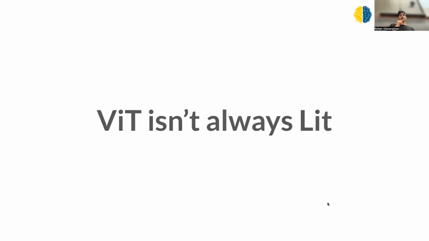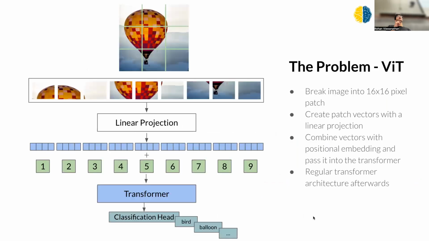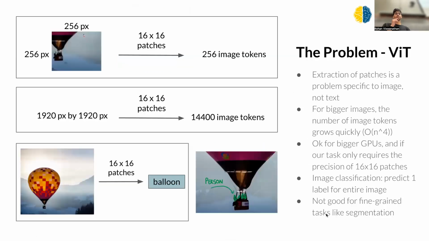ViT is not always lit. The problem, and we mentioned this earlier, is that by breaking an image into 16 by 16 patches, then creating patch vectors with a linear projection, then combining vectors with positional embeddings, passing it into a transformer, and going with the transformer architecture afterwards, this could lead to some problems. But this is a visualization of the vision transformer. We have an image, we break it into patches, pass those patches into a projection, we generate our tokens, combine them with positional embeddings. And at this point, we can just use a vanilla transformer architecture coupled with a classification head to spit out our final classification.